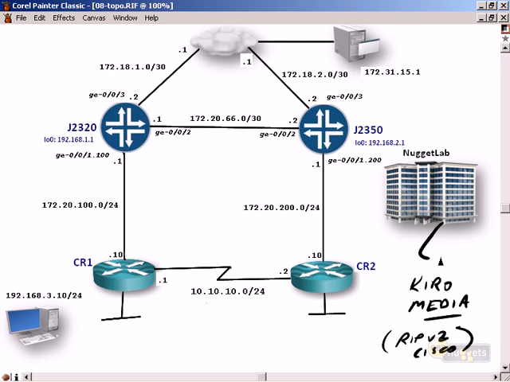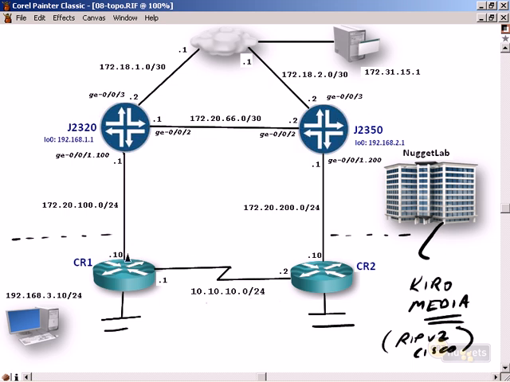So here's what we're going to do. Take a look at these two routers down here. Let's say that these two routers are the Cisco routers that are running now at Kiro Media. Okay? And these two routers, integrated services routers, are running RIPv2, and these are the networks. They've got a serial link between them, 10.10.10.0/24 network. They've got a couple of networks behind them as well.